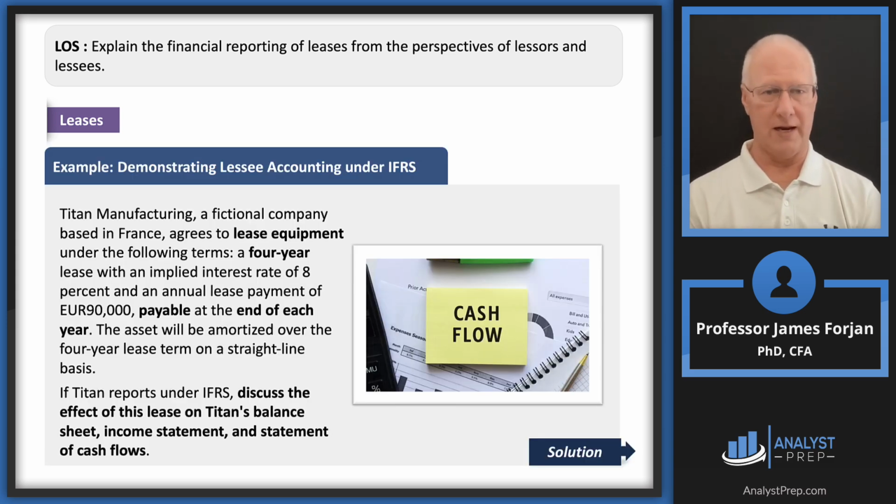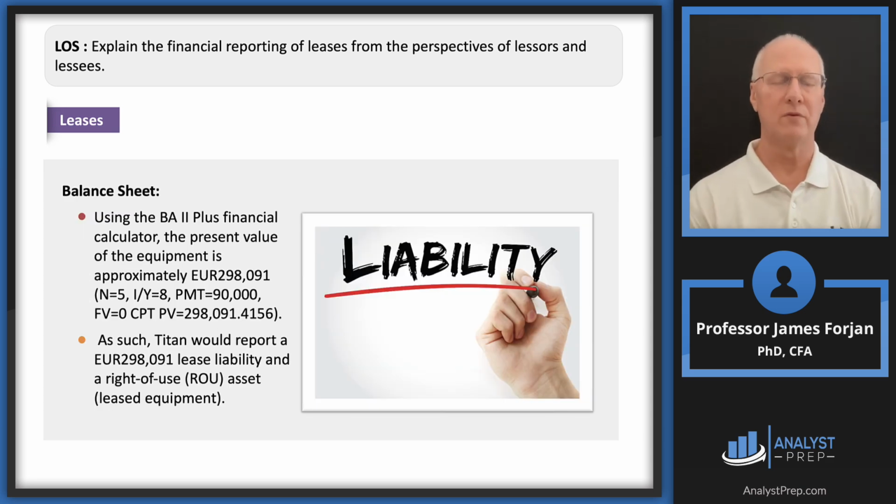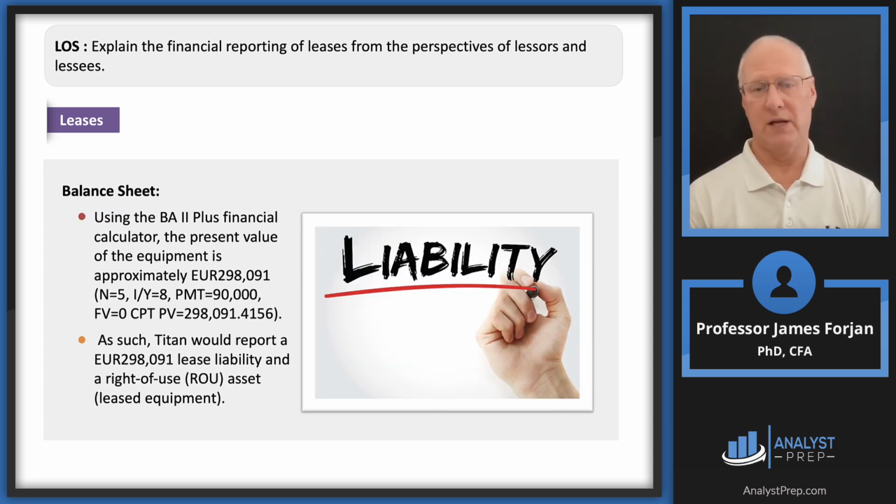All right, so let's take a look at an example here. We have a 4-year lease, interest rate of 8%, lease payments of $90,000. There'll be straight line amortization. So discuss the effect on all of those different kinds of statements. All right, so the first thing that we need to do is figure out what we're going to put down on that original journal entry.